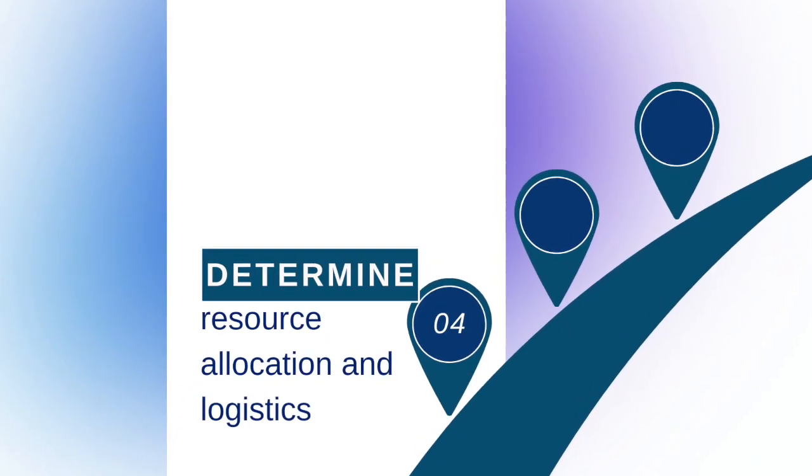After we're done with that, then we have to determine resource allocation and logistics. So again, this includes the budget, the trainers, materials, equipment, and even the facilities, based on the needs that we've initially identified. Having this will ensure smooth implementation because there is proper coordination.